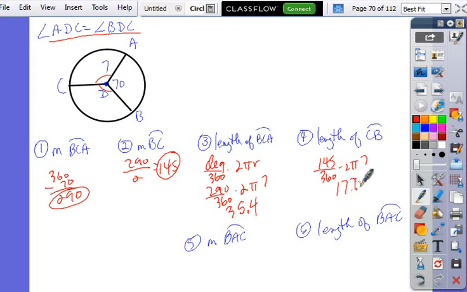Could we have done this without doing the work? Half of 290 is 145. I divided by 2. Take half of 35.4. You got your answer.